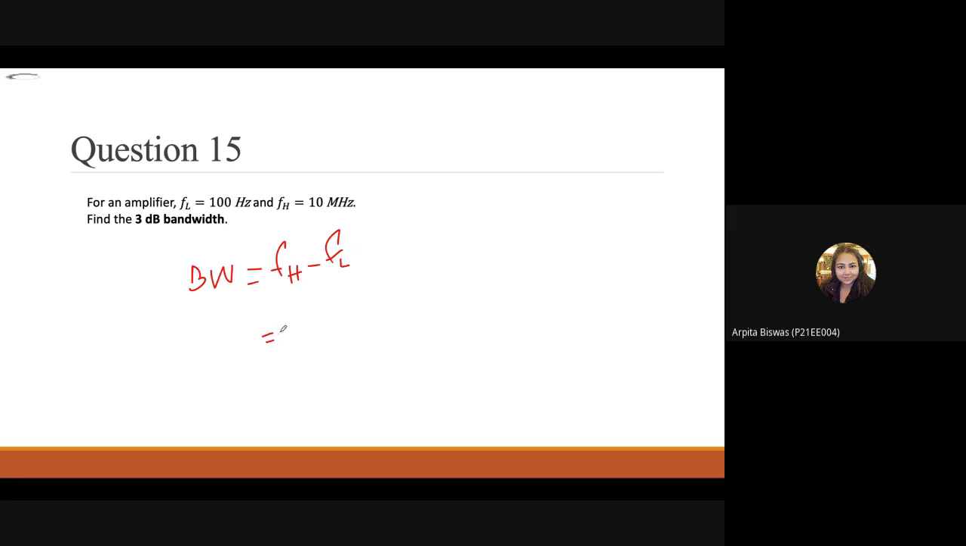So this is 10 into megahertz means 10 to the power 6, minus 100. So it is almost 9.99 megahertz. It is almost 10 megahertz.